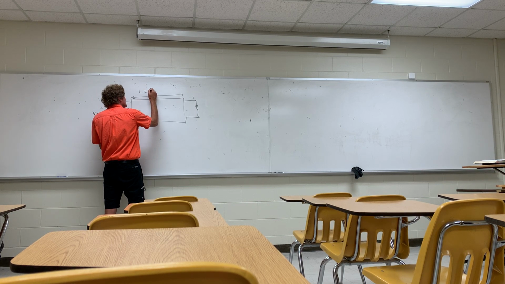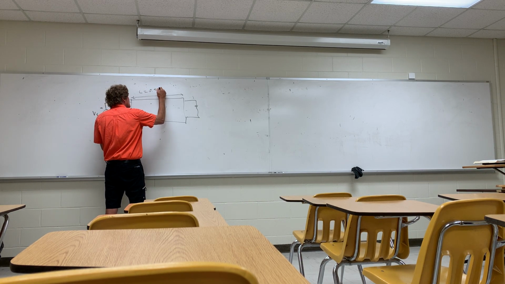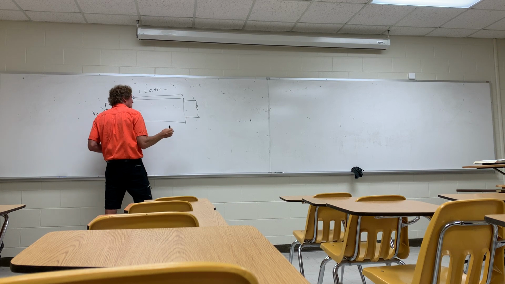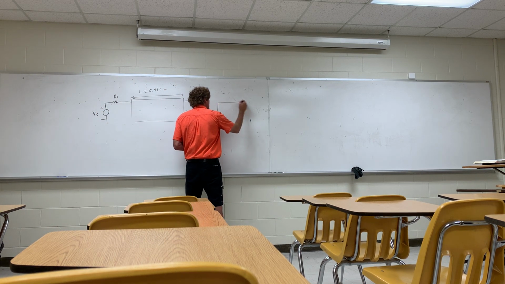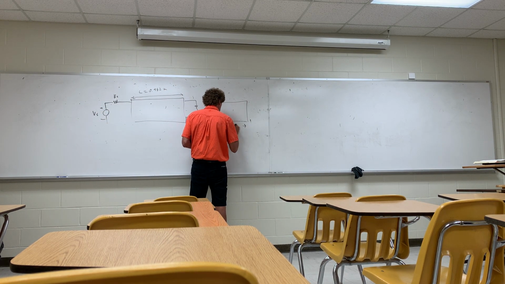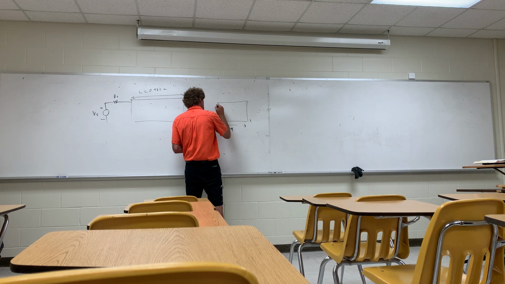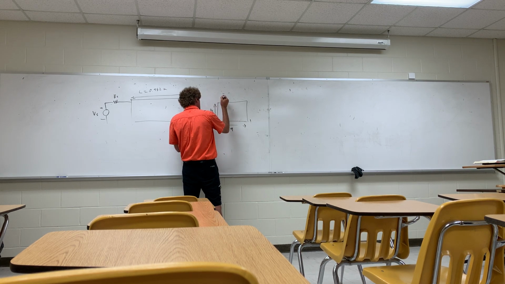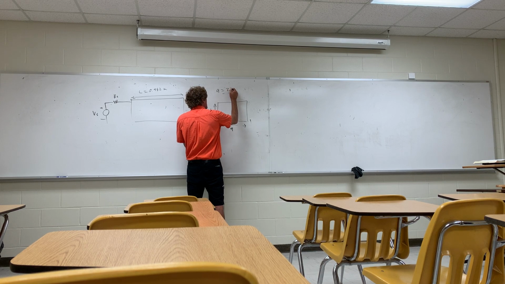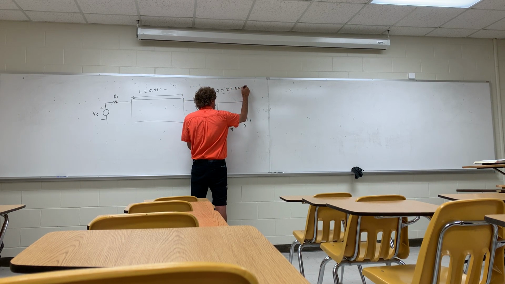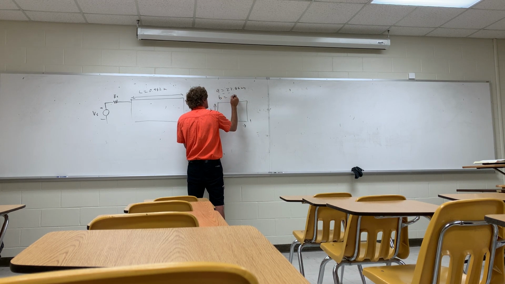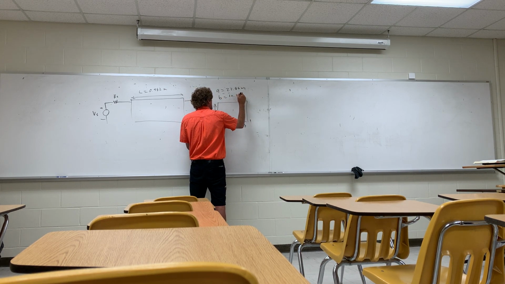0.482 meters. And then the cross section of the guide. A is 22.86 millimeters, and B is 10.16 millimeters.